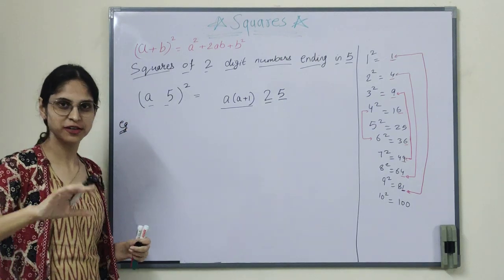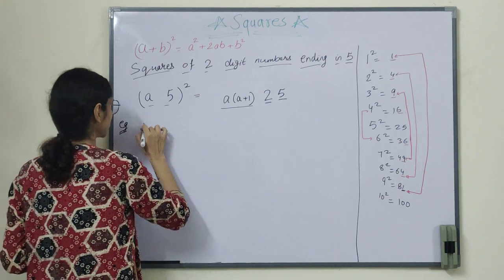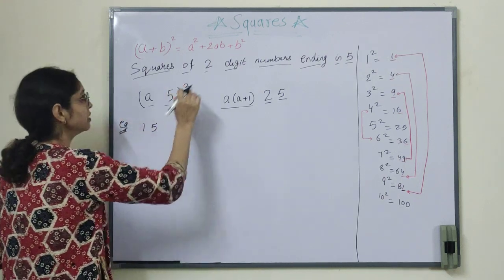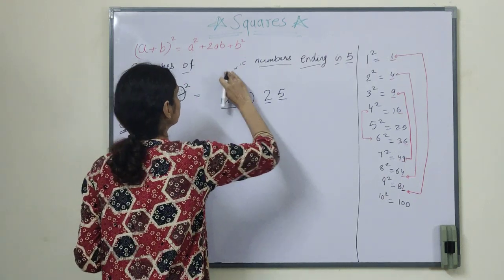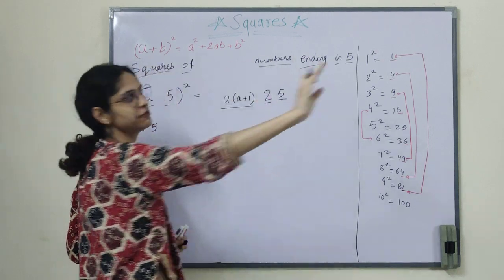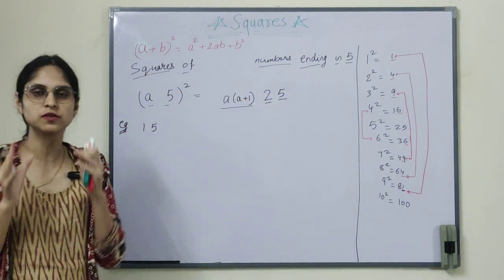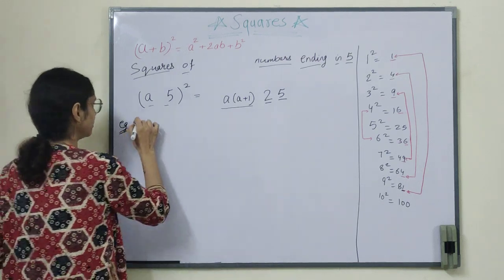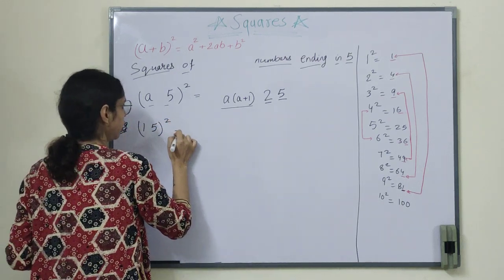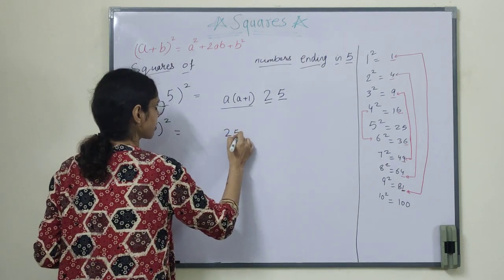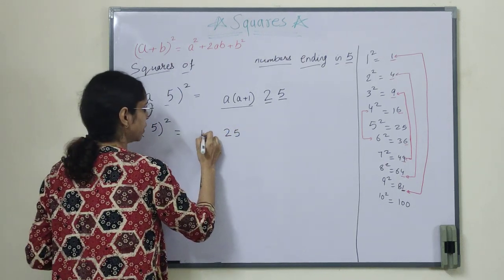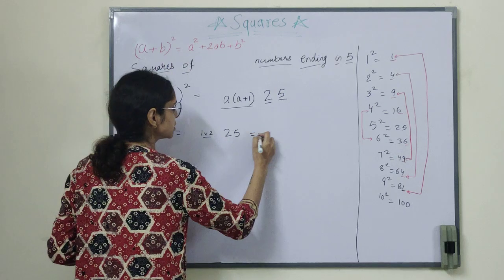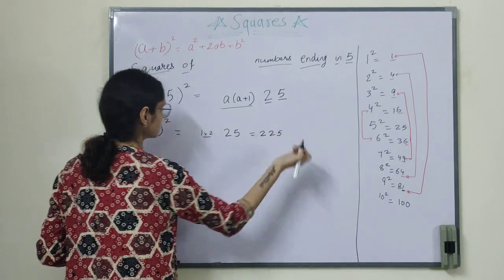Let's take an example. We'll solve all squares. So let's start with 15 square. And this is not related to 2-digit numbers. This is square of numbers ending in 5. Okay, this is not just limited to 2-digit numbers. So for example, we want to find out 15 square. All we have to do is write 25. And then the value of a is 1 and do 1 times 2 over here. So the answer will become 225.